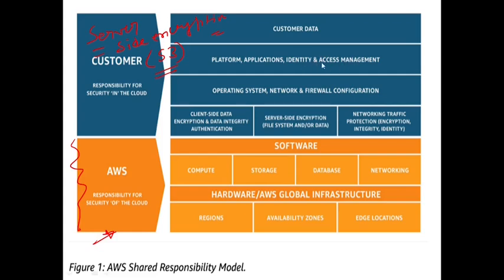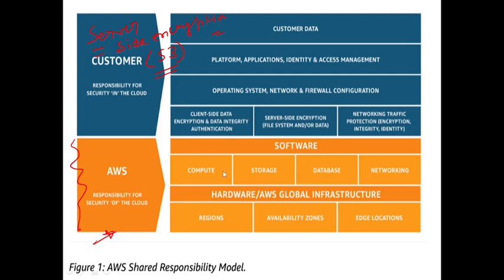So IAM actually assigns the roles. What will be the group leader role in the company? What will be the employee role in the company? What will be the lower level people's role? All these role management things, IAM decides. Then operating systems, host operating systems, and the network related firewall, anything that happens on the client side, that means in the cloud, the customer is responsible. Encryption, decryption, everything. SSL and TLS, these two terminologies are important. They help with networking configuration and security maintenance.